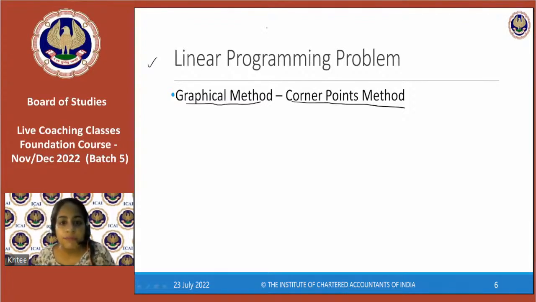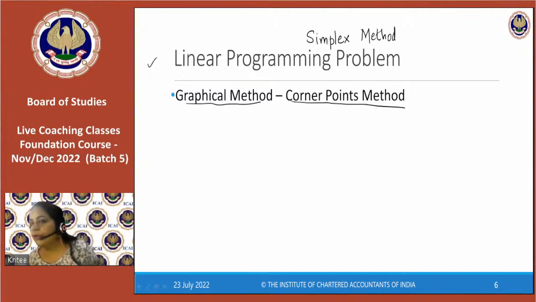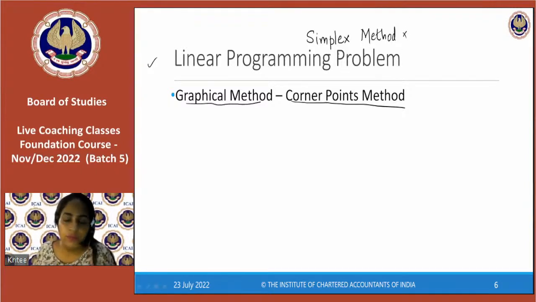Though it is not mentioned in your syllabus and your textbook, we have something called the simplex method. Some of you might have done this already if you had pursued undergraduation or studied maths at a higher level. The simplex method is also one of the ways of solving linear programming problems, but we are not into it. We need not study it. This is a very complex method for your level. For your level, the only thing that is expected for you to revise is the corner point method or the graphical method.